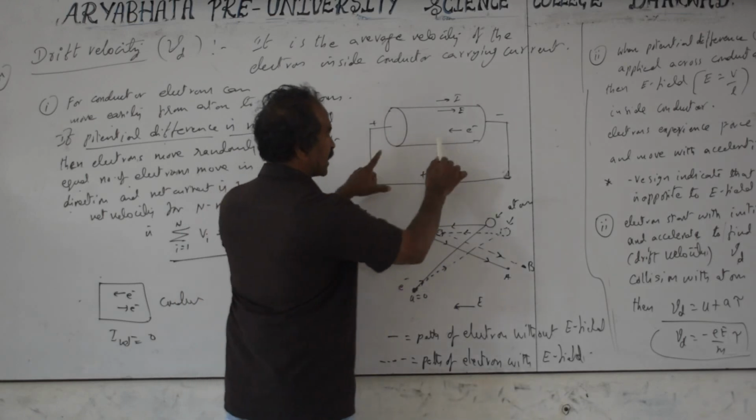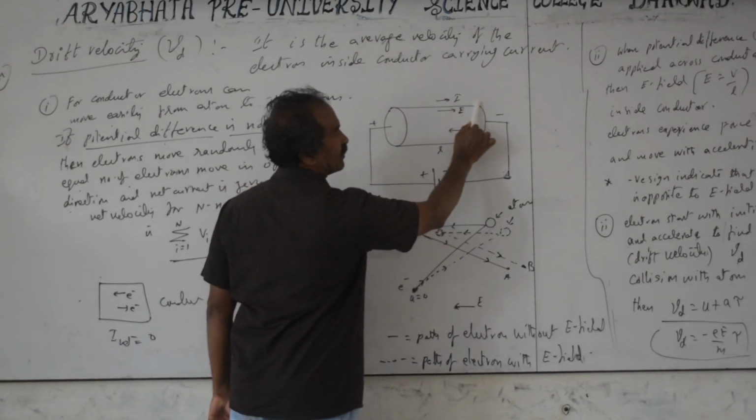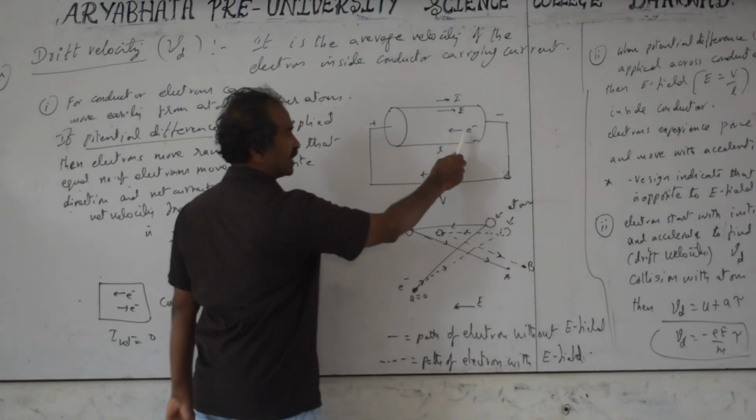Say this is a conductor. Potential difference applied. Electric field produced. Conduction current in the direction of the electric field only we have to take. Electrons travel opposed to the electric field because they have the negative charge.